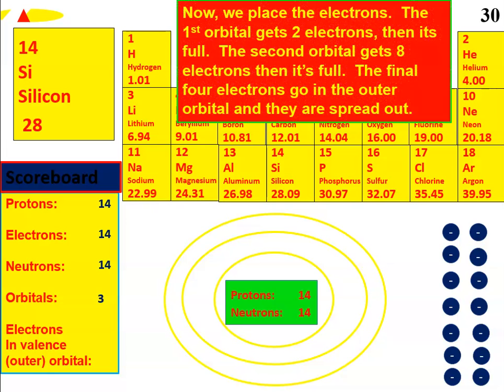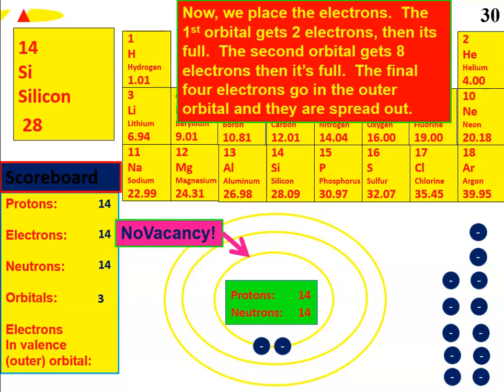So now we place the electrons. The first orbital gets 2 electrons, and then it's full. So there's the no vacancy sign. You can't put any more electrons. It's too small. They're too close to the nucleus, and you can't fit any more electrons into that closest orbital to the nucleus. And so it's full.